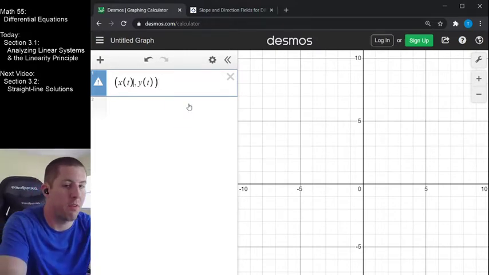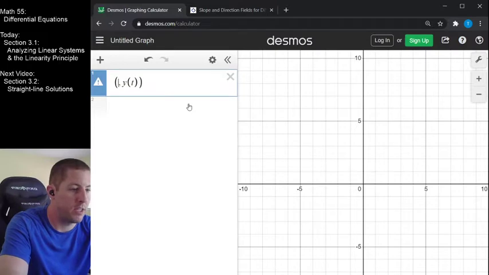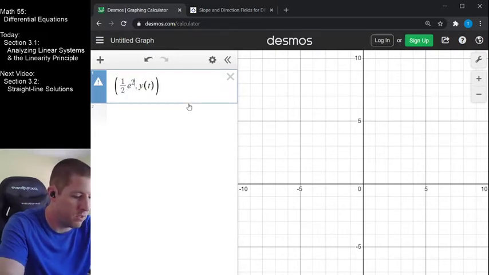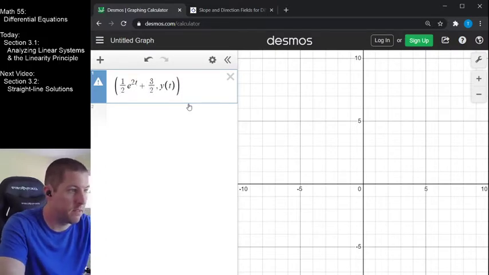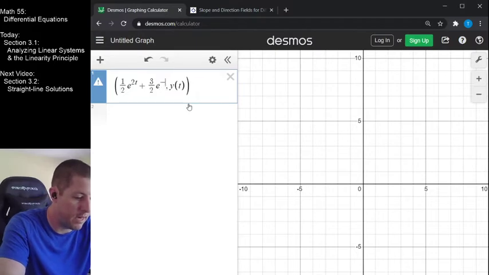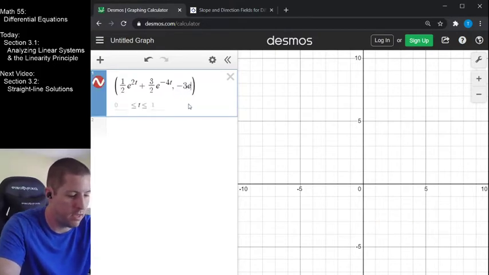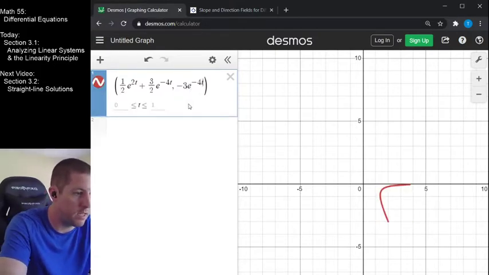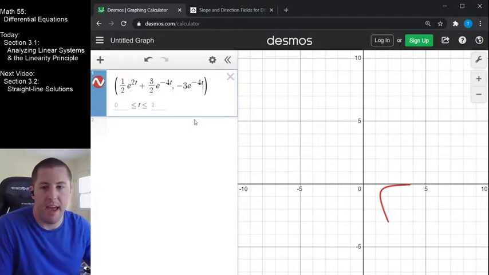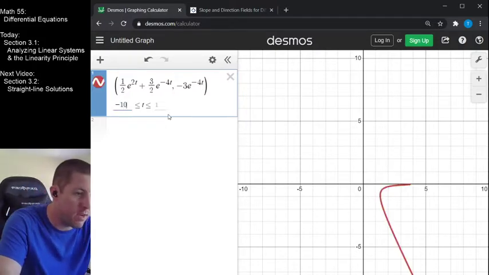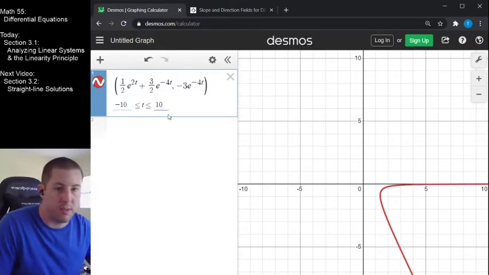So what I'm going to do is throw in our x equation that we had found, which is 1/2 e to the 2t plus 3/2 e to the negative 4t. There's my x equation. I'm going to put in my y equation here, and it was negative 3e to the negative 4t. And there's that curve that we were looking to see right there, and I'm going to make t go from like negative 10 to 10 so we see more of it.